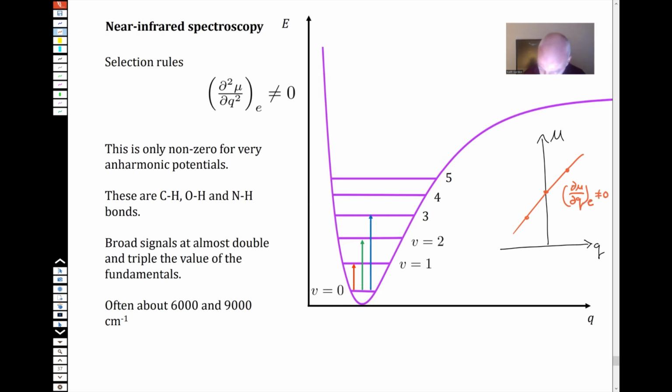It turns out that for near infrared, for the overtones, jumping from here to here, what you actually need is the second derivative of that function. If you think about it, those who know a wee bit of math will appreciate this, you need something slightly curved.